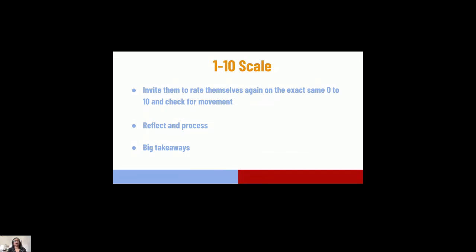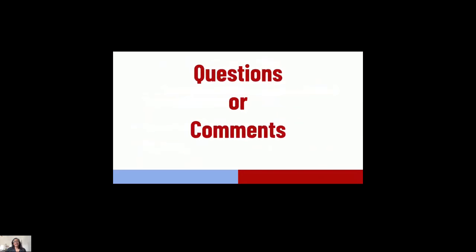And then we're going to reflect and process. This is where we might get some of those aha moments from somebody. I never really thought about it that way. But now I guess I'm here on the scale. All right? Gives you the takeaway, actually. And now that's the end of my presentation, and I'm ready for questions or comments.